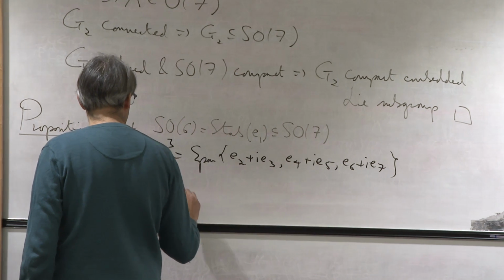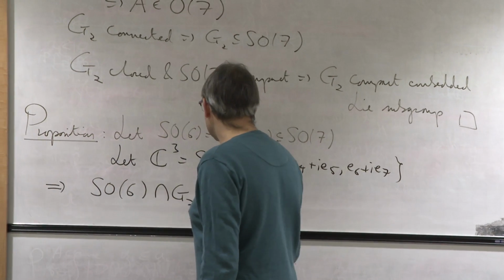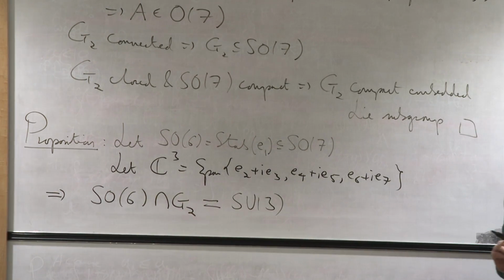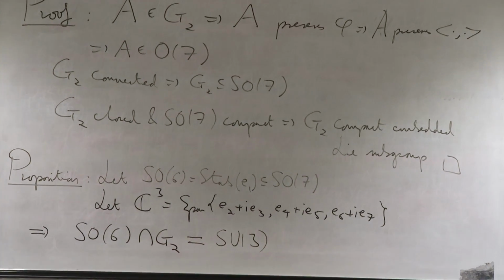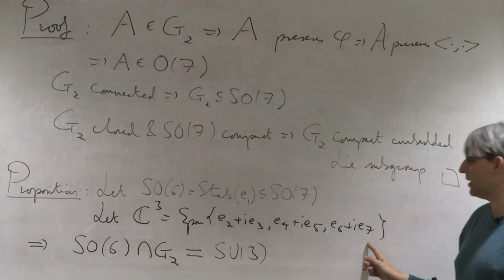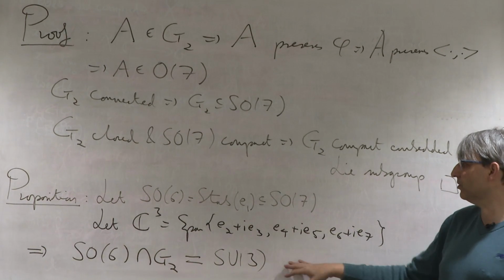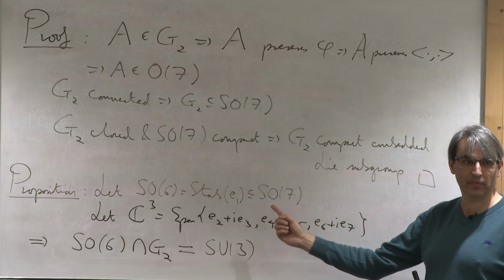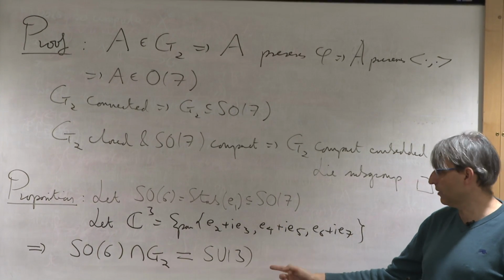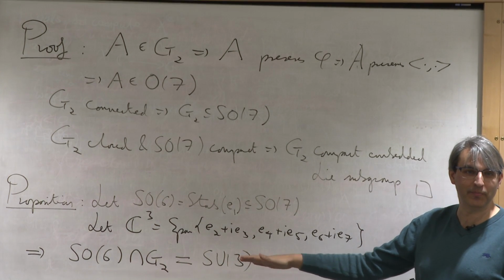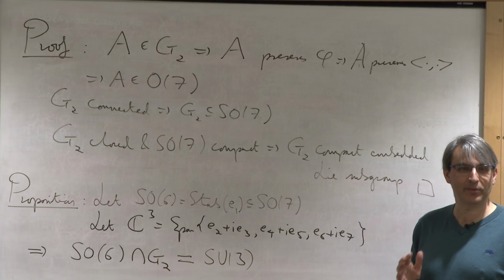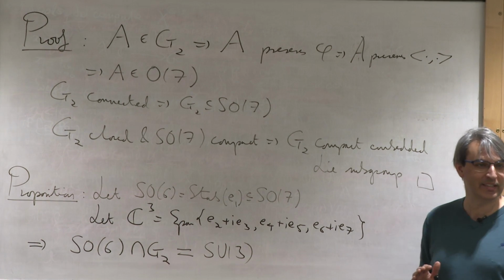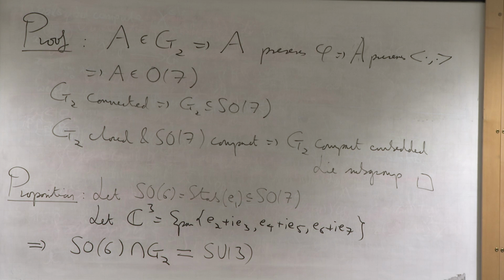intersect G2, it's actually SU3, using these identifications. SO6 is the things acting on E2 up to E7. I intersect with G2 and I get SU3, the SU3 transformations on this copy of C3. Does it make sense? If you prefer, I can say isomorphic too. When you get all of SU3? Yes, I have to prove it. I'm not claiming it, I have to prove that this is true. This is the proposition.